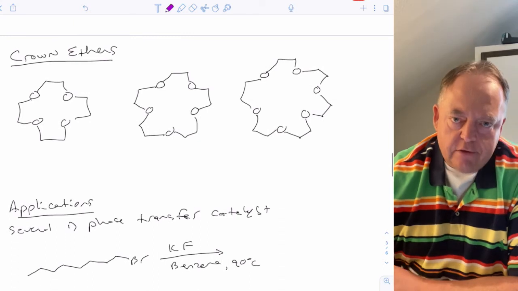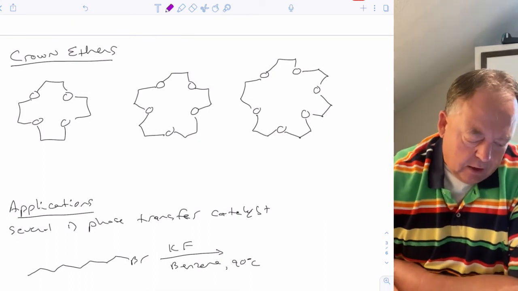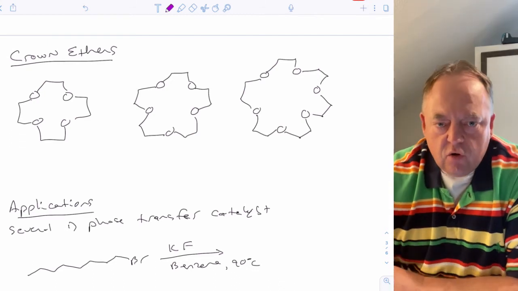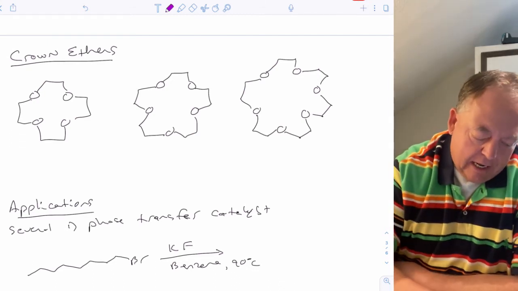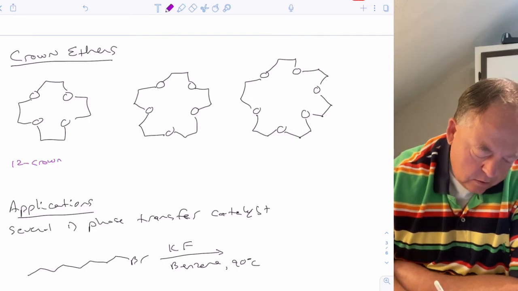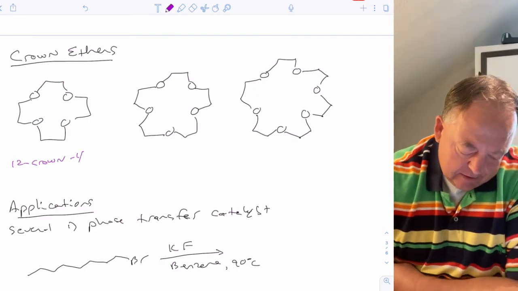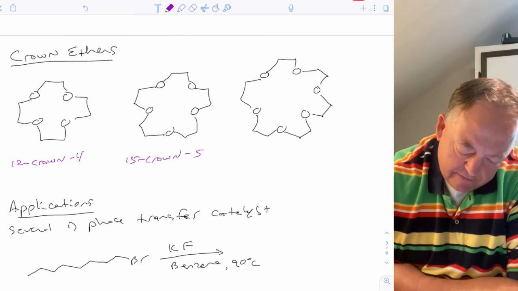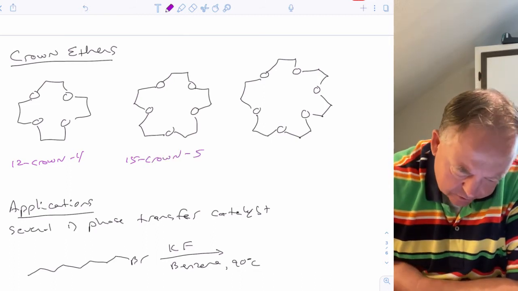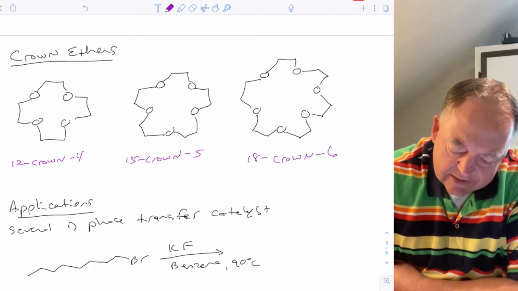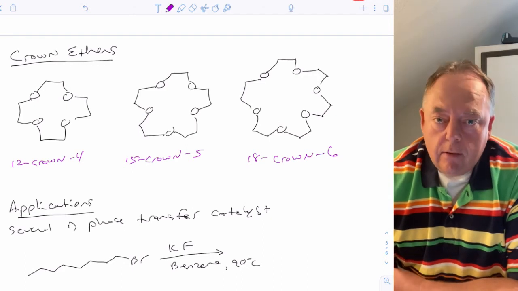Okay, crown ethers. So these type of ethers are what are known as crown ethers. Why crown ethers? Because they look like a crown. And if we were to name these, this is called 12-crown-4. This is called 15-crown-5, did I do that right? Yeah. And 18-crown-6. So where do these numbers come from?